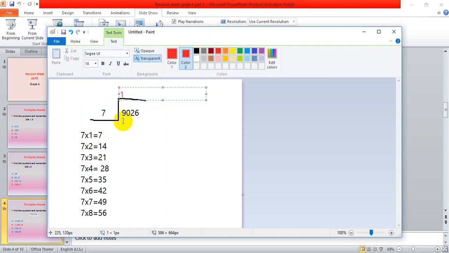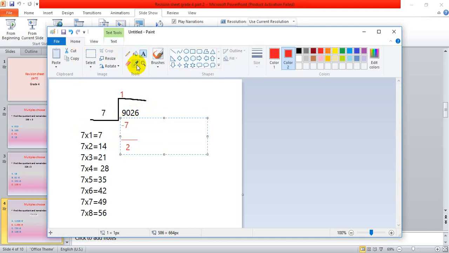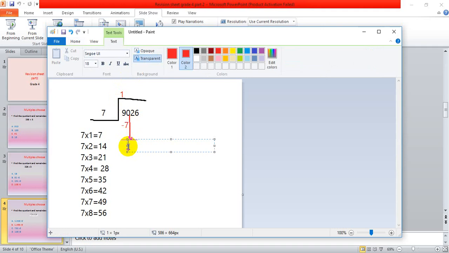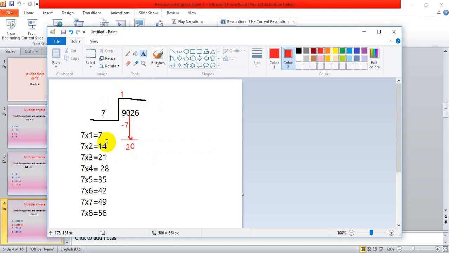And right here minus 7. 9 minus 7 equals 2. Bring down 0. We go digit by digit here. Next to 2, we write 0. Now I have 20. Okay? 7 times what is near to 20 just before? We take the number just before 20, 14. Okay, 7 times 2. We write up 2.